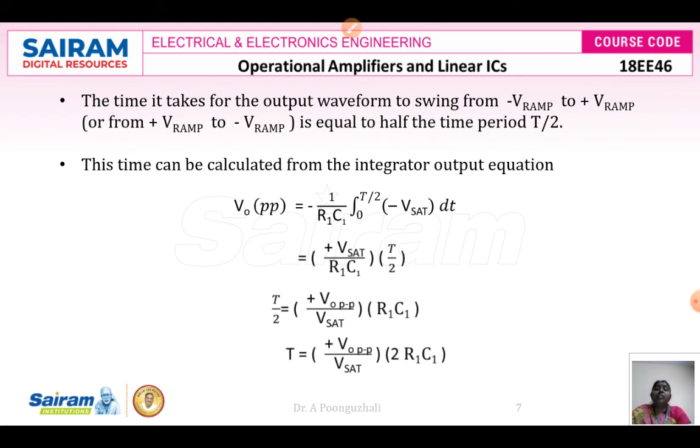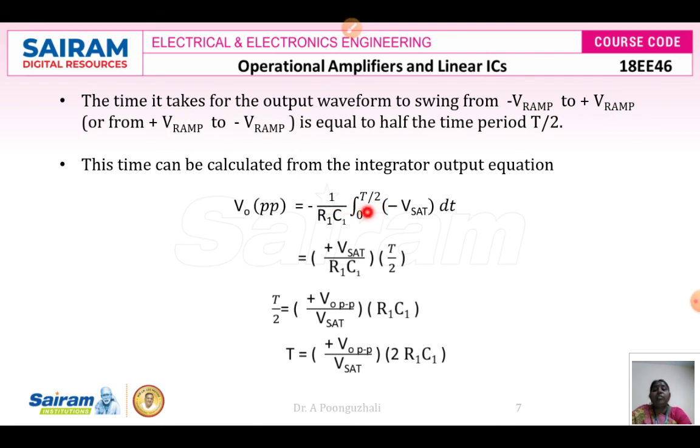Now we should find out what is going to be the frequency of the triangular waveform. For the frequency of the triangular waveform, we should integrate your output, that is, the output of the integrator we should take. And the output of the integrator we are going to take for a period of T by 2. That means when the waveform is switching from minus Vramp to plus Vramp. So your V0 peak to peak is equal to minus 1 by R1 C1 integral 0 to T by 2 of minus Vsat into dt. Anyway, here Vsat is going to be a constant.